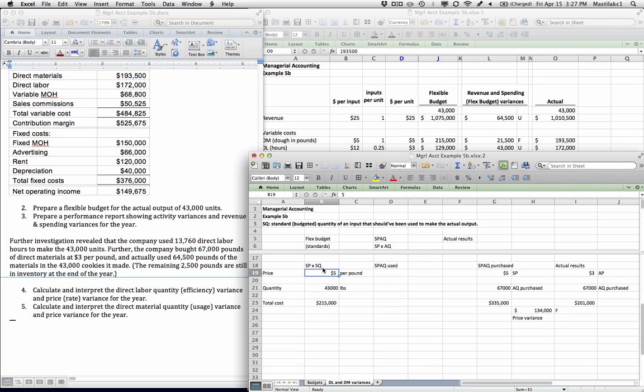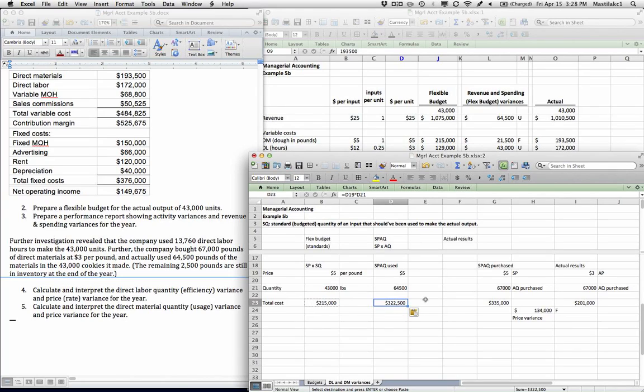So here we have to do two different columns because we have two different amounts purchased and used, two different actual quantities. But we need to recognize that those quantities exist for a reason. The production manager is responsible for how efficiently the material was used. The purchasing manager is responsible for the price on the material that was purchased.